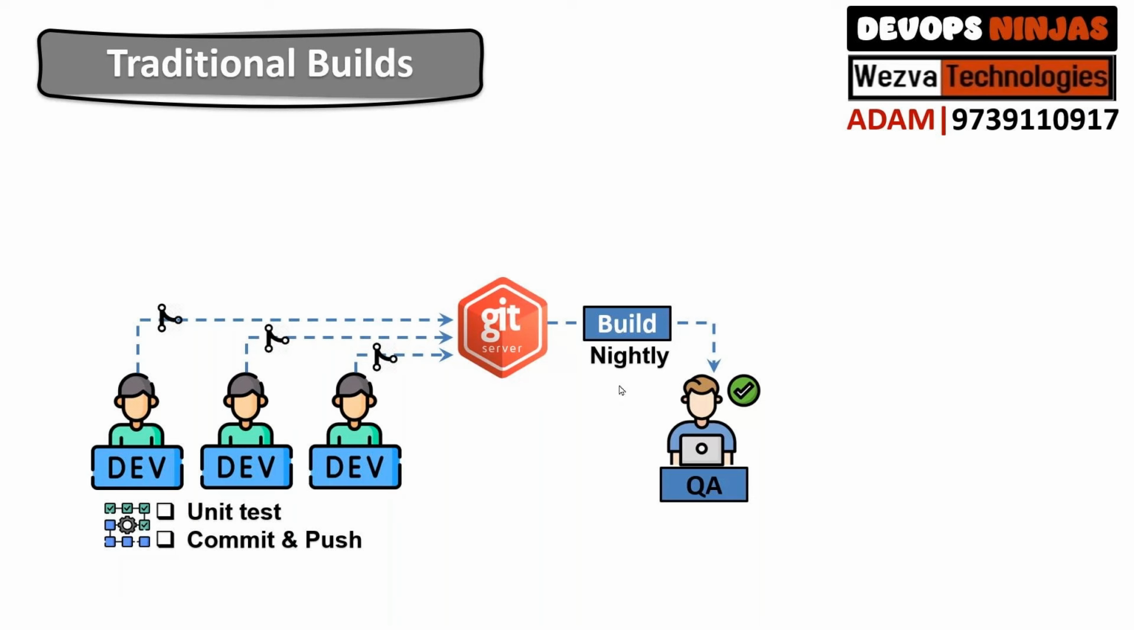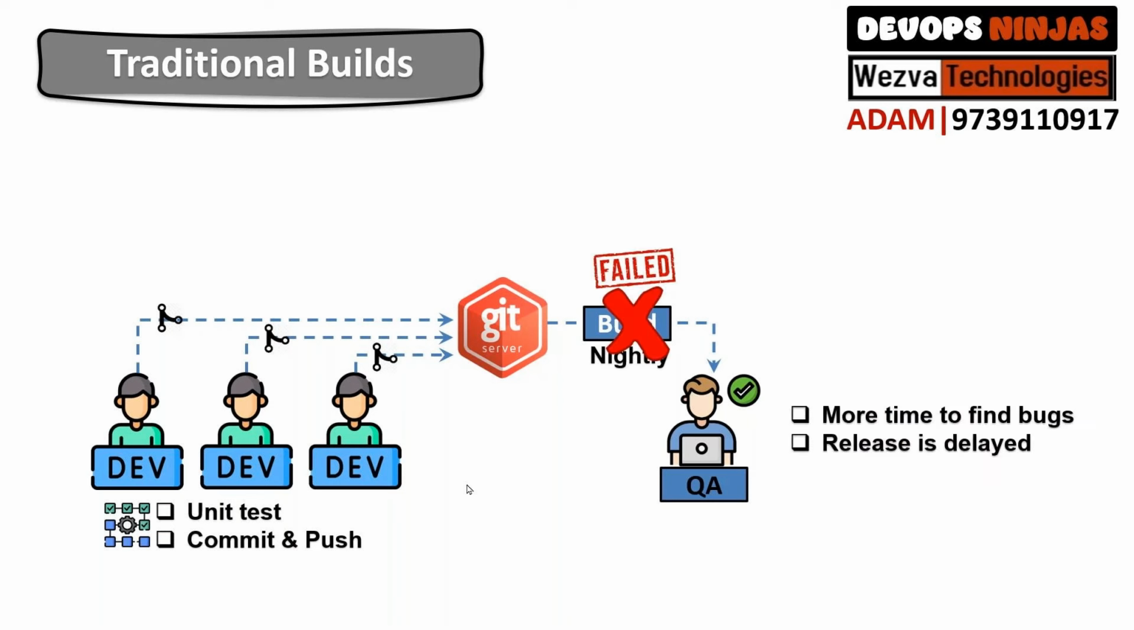Now in this method, let's assume once in 5 or 6 hours you do a build, and if that build is successful, we give it to QA. But what happens if a build fails? Why would a build fail? Because there could be a problem in any one of the developers' code. The developer has modified and tested their own code, which is called unit testing, but when multiple changes are combined, sometimes that might not work.